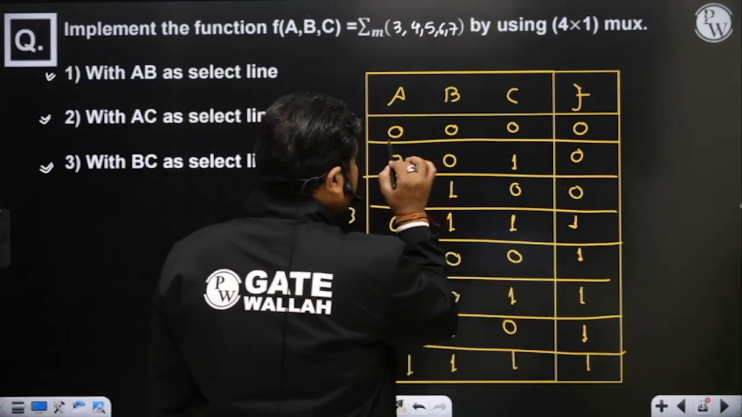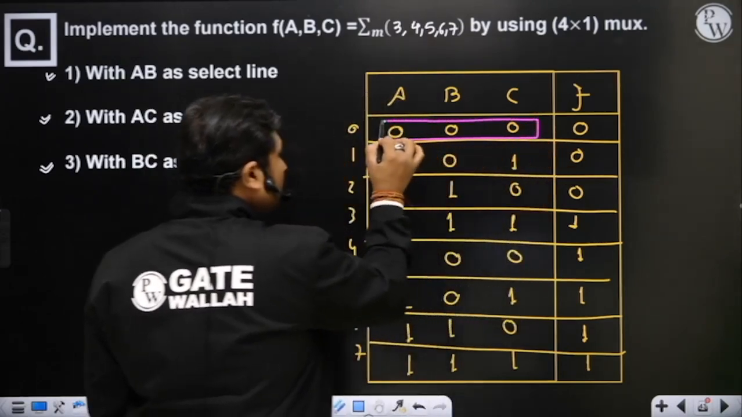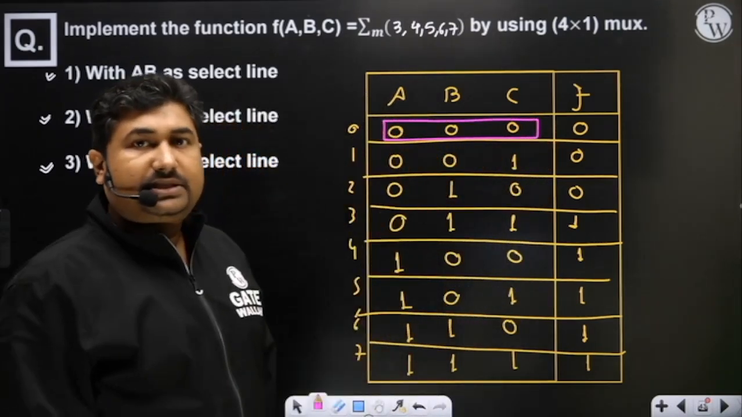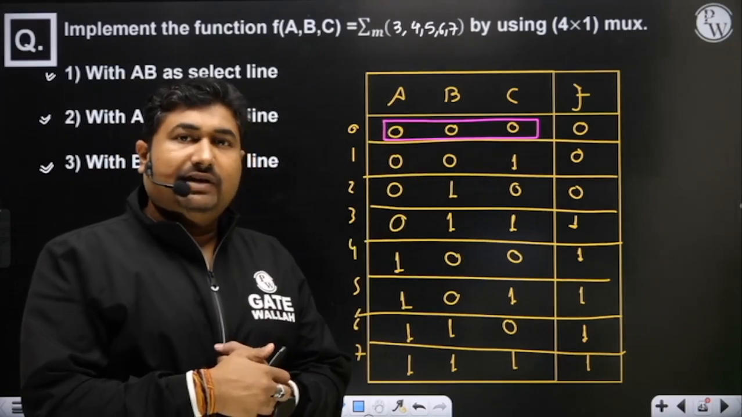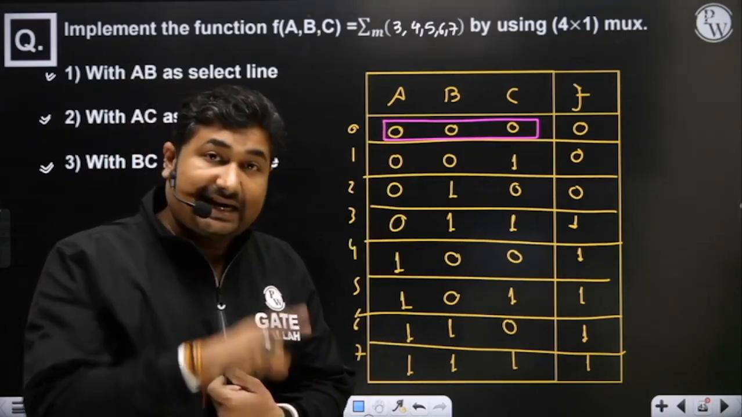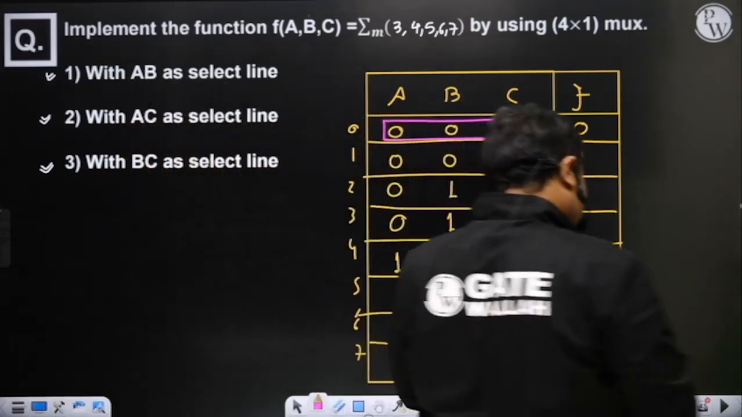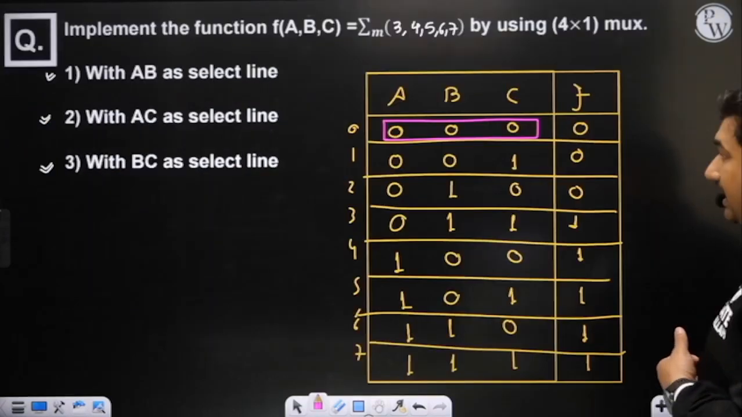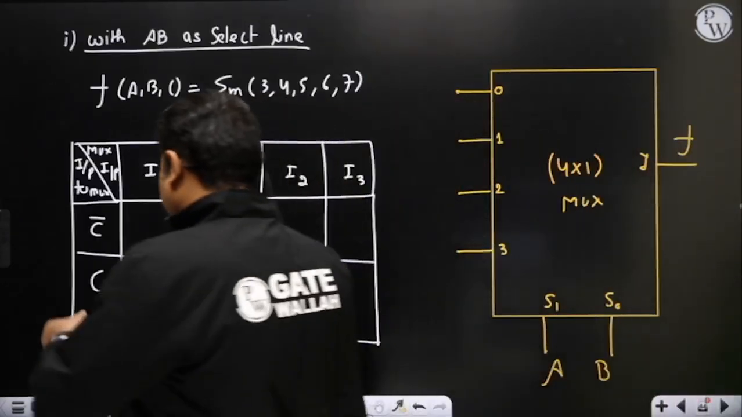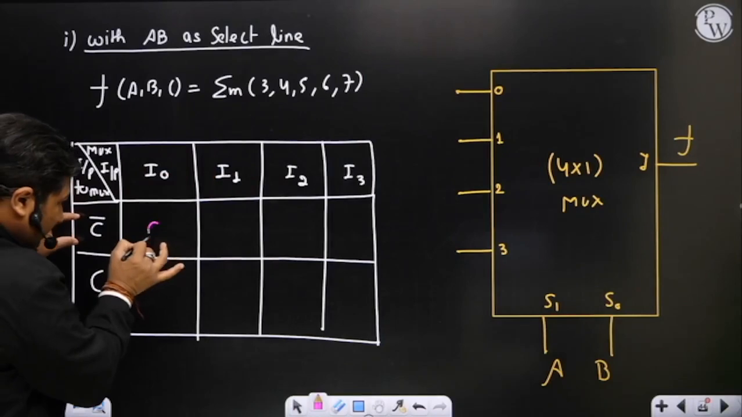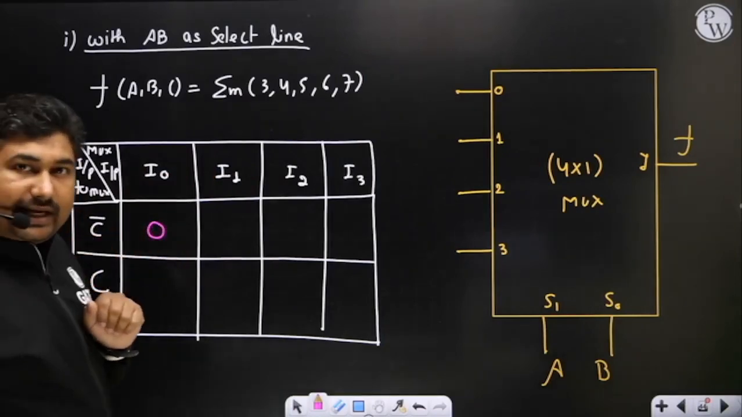Now, please observe here. In the zero minterm, what will you get? A bar, B bar, C bar. You are getting C bar. So in minterm 0, you are getting C bar. So you need to write 0 in front of C bar. Okay? Yes, sir.